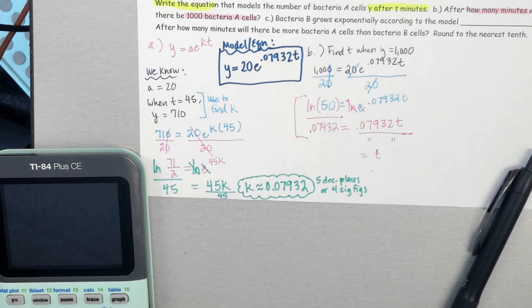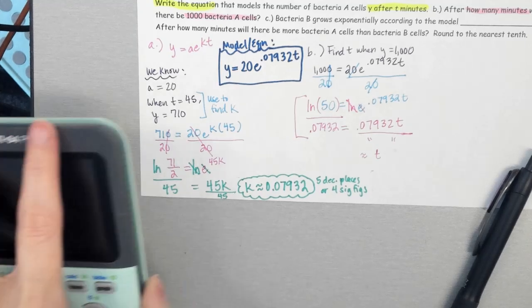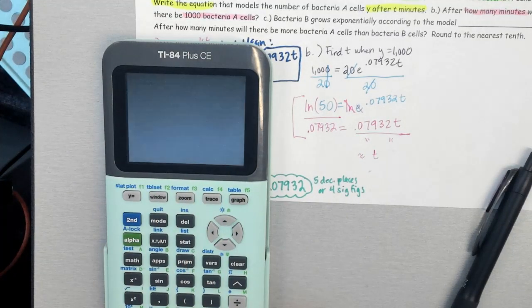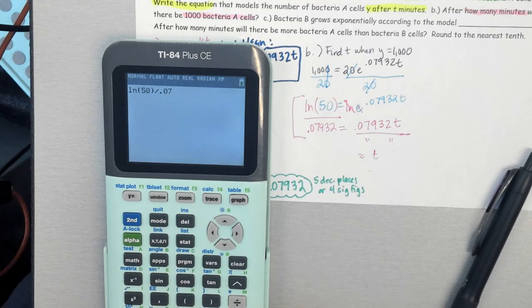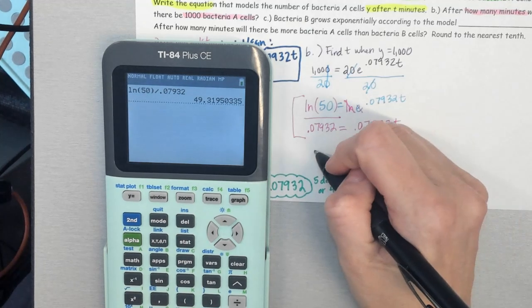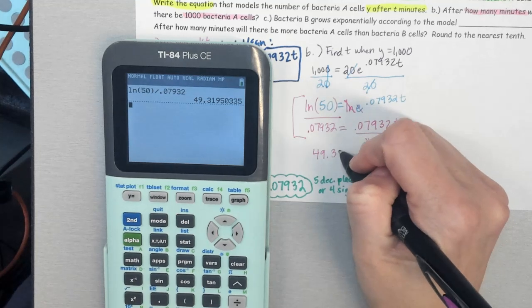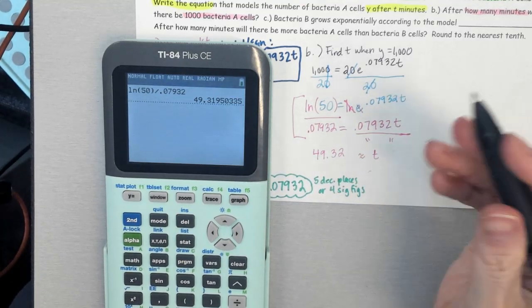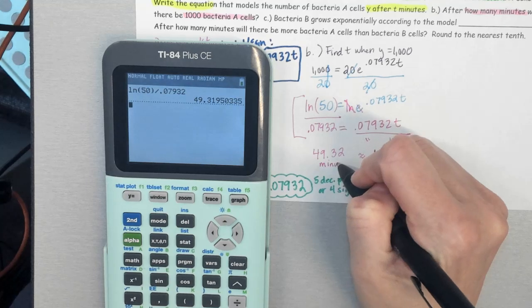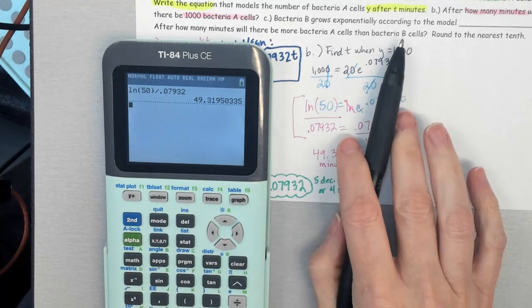Okay, so let's go ahead and divide that. It doesn't say what to round to for part B, so if it doesn't say, you can decide. I would either round to the nearest tenth or 100th. For this one, I'm going to round to the nearest 100th. So I have the natural log of 50 divided by 0.07932, which is going to get me approximately 49.32. And in time, you want your units. So this is in minutes, because it tells you here how many minutes.